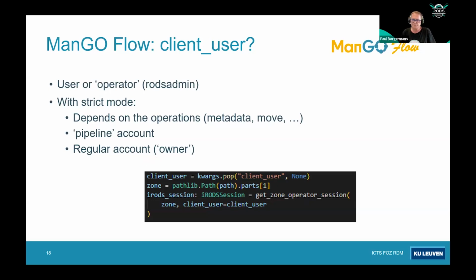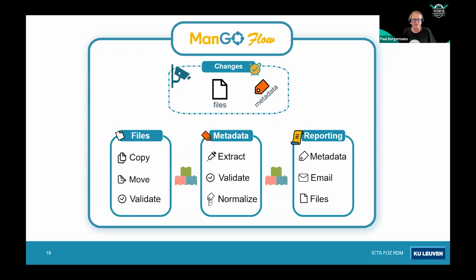So all in all, we provide quite some building blocks for the various parts that can be involved in workflows. On data objects and files, it means copy, move, validate, metadata extraction, validation, normalization, translation of it, and then finally reporting, which can be done in the form of additional metadata that can be set, or files can be regenerated, or emails can be sent.